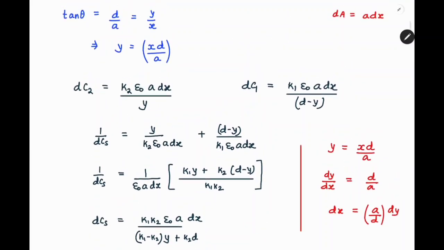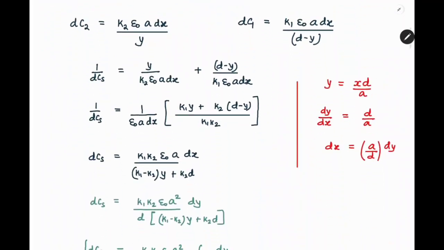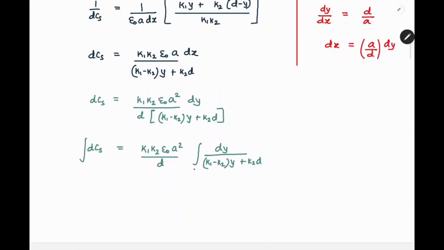If we go back to this diagram to understand the limit of y, we can definitely say that at this corner point x is 0, y is also 0, and at this point x is equal to a and y is equal to d. So if you make the integral in the sense of dx, you have to integrate from 0 to a, and since we made it in y, we will integrate from 0 to d. So we are integrating this expression for y from 0 to d, and then we will obtain C series.